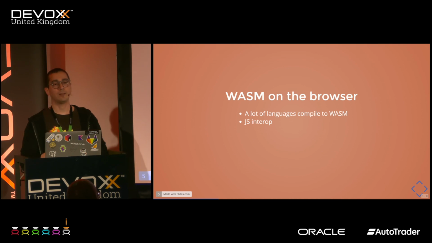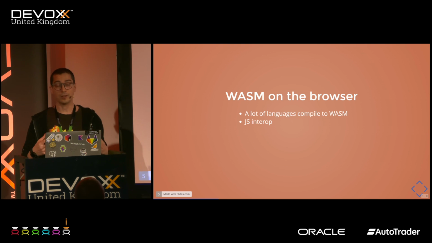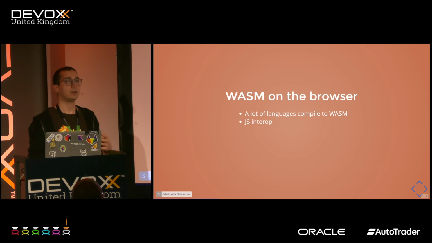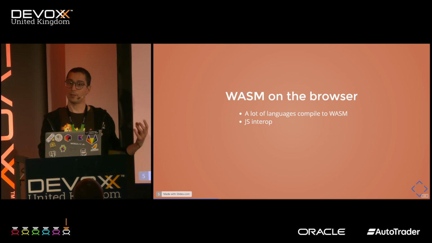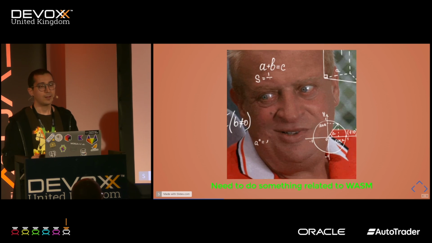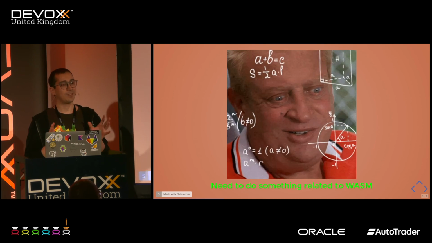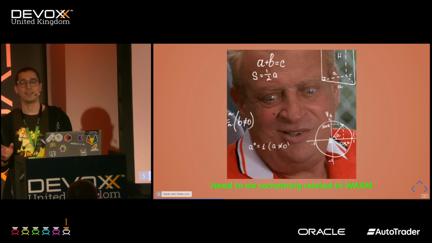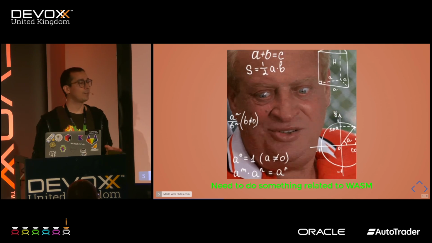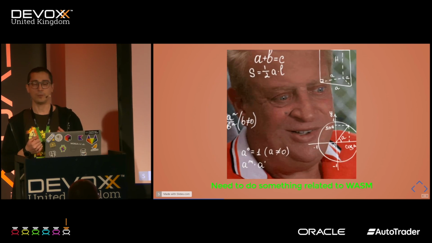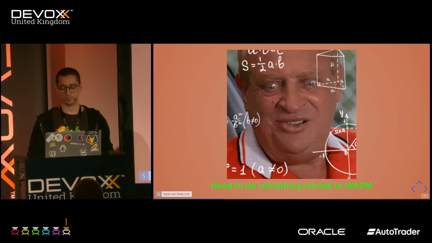To summarize, what really intrigued and interested me about WASM is that a lot of languages compile to WebAssembly, and there is this interoperability with JavaScript. I don't know if this happens to you too when you see an interesting technology, you start thinking about different things. I really wanted to do something related to WebAssembly, but I needed some goal or some objective.